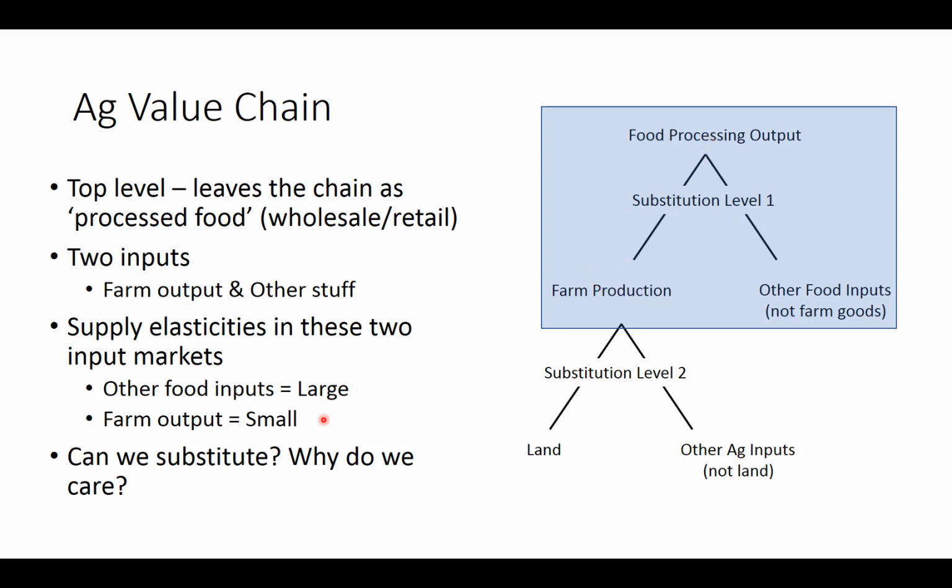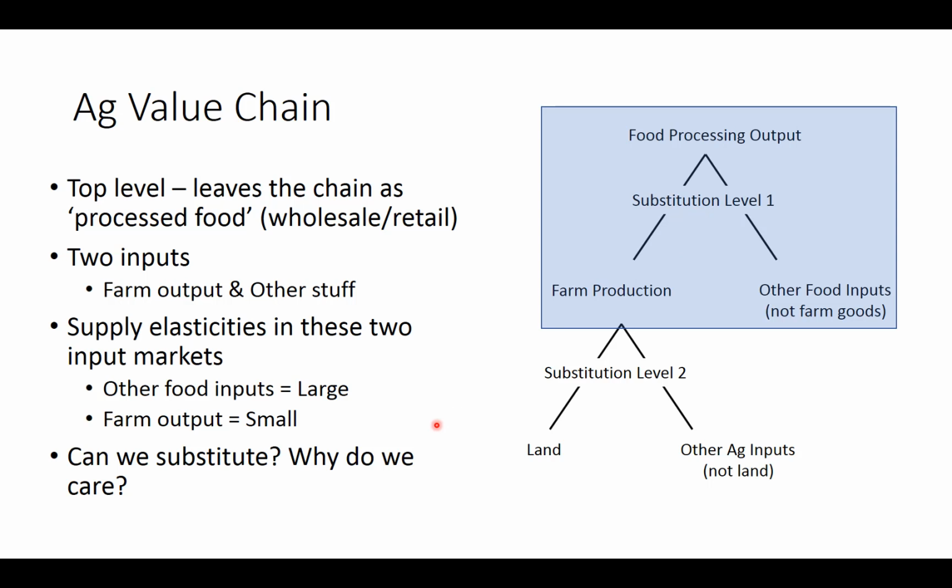The supply elasticity for farm output, well, we've already had once a restrictive assumption on land and said it's very inelastic, or perfectly inelastic last week. So if it is very inelastic, that's going to translate to the farm product, right? So the substitution here would determine the supply elasticity. So let's just make it small. So let's say that we know that this side is going to have a relatively large supply elasticity and relatively small here. And then the final part is, can we substitute, and why do we care?